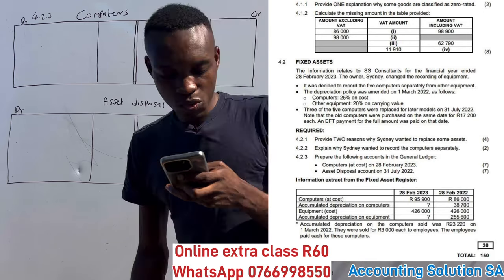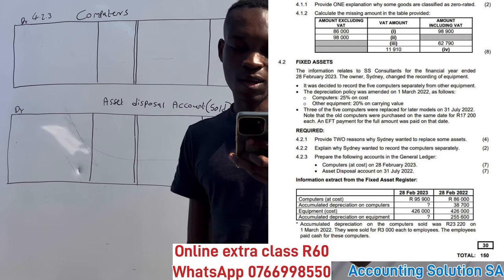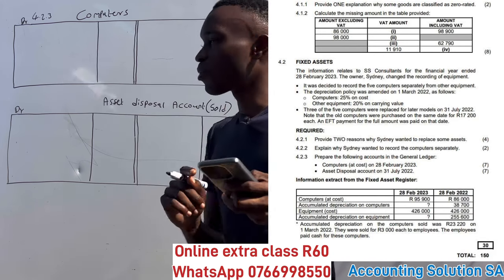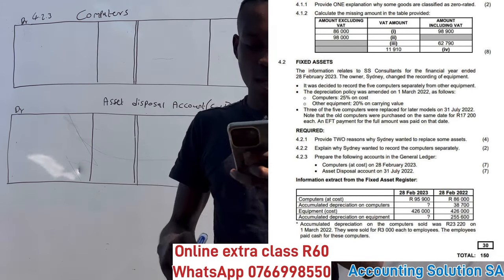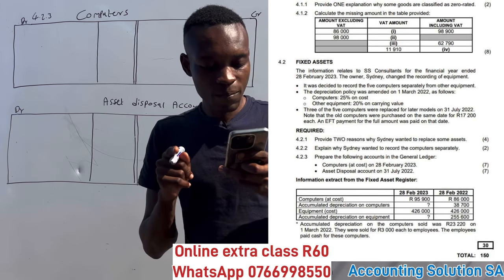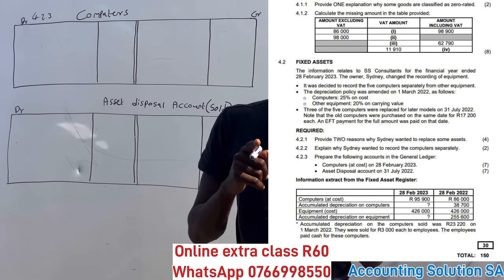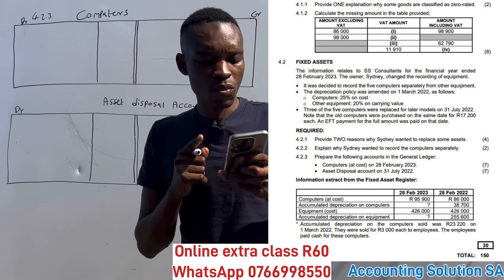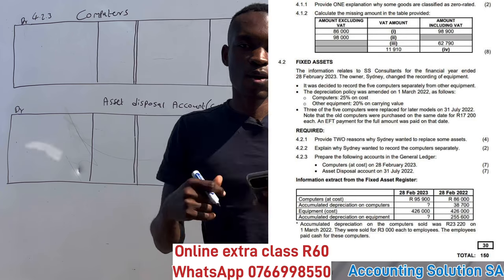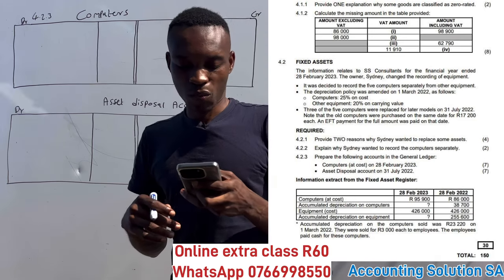4.2.1, provide 2 reasons why Sydney wanted to replace some assets. Please comment with the answer for this one, because we are just going to prepare this account. And also comment on the following question. Explain why Sydney wanted to record the computers separately. Comment with the answer so that I will come and correct you in the comments.